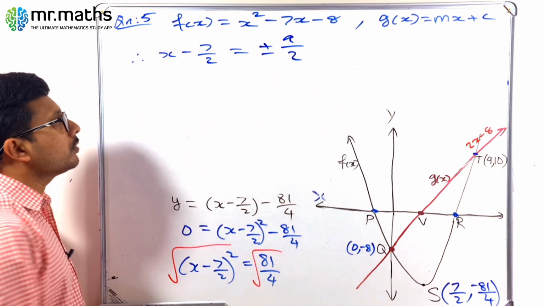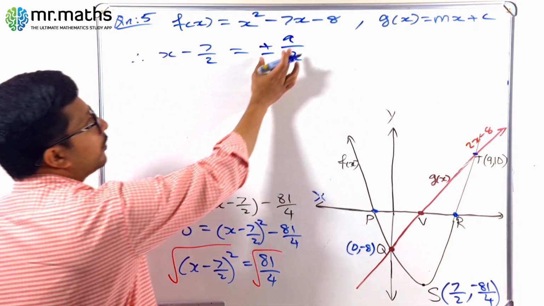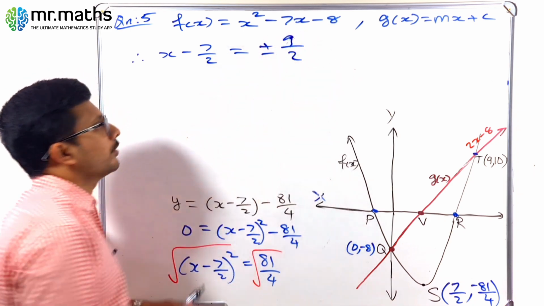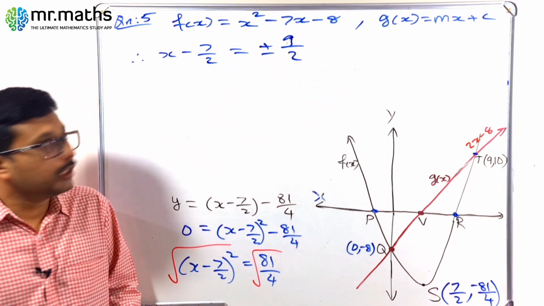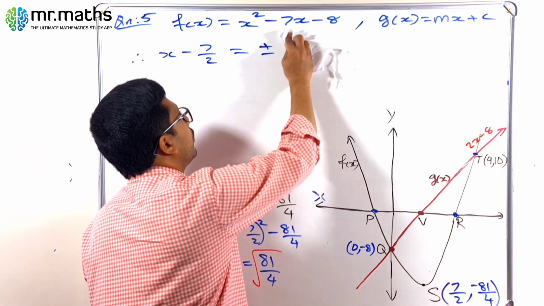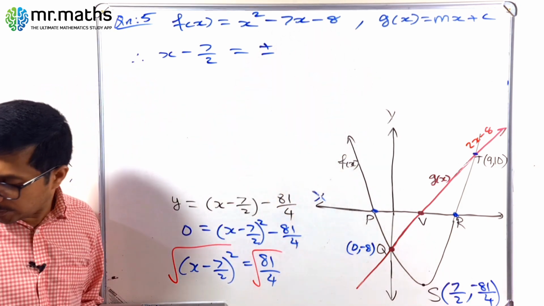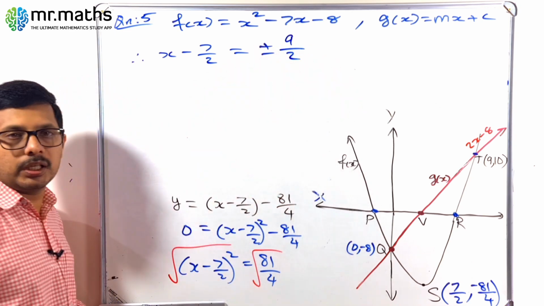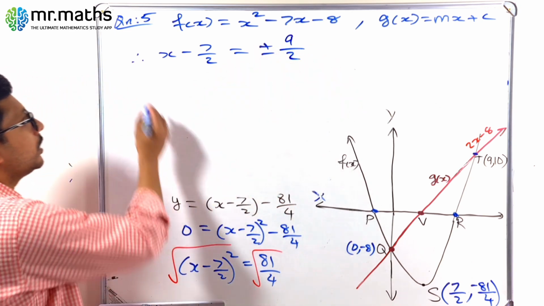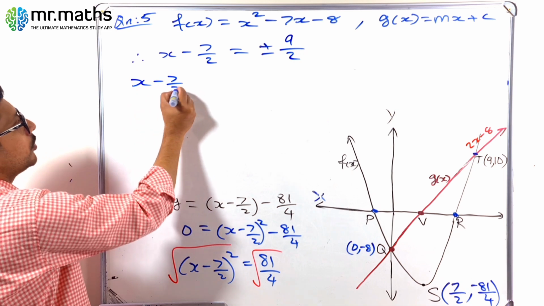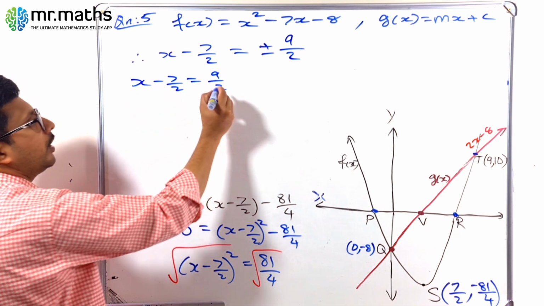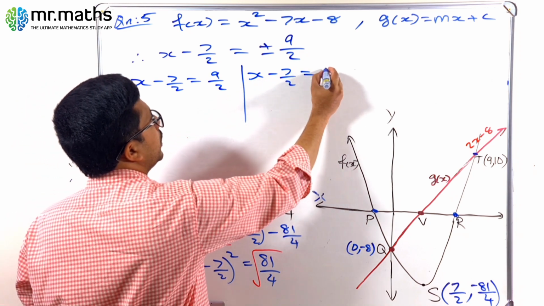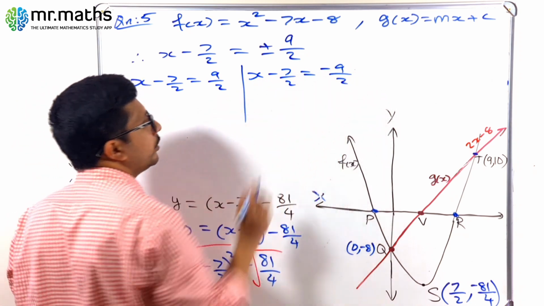Now check in your calculator. So either plus 9 over 2 or minus 9 over, sorry, that one is 9, guys. This is 9 over 2. Plus or minus 9 over 2. So you have to take both the answers. So x minus 7 over 2 is equal to positive 9 over 2, or x minus 7 over 2 is equal to negative 9 over 2.